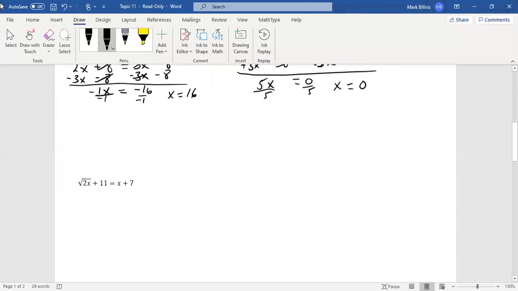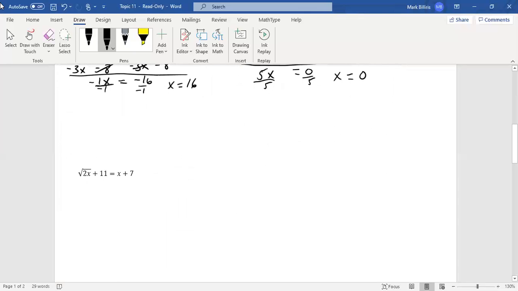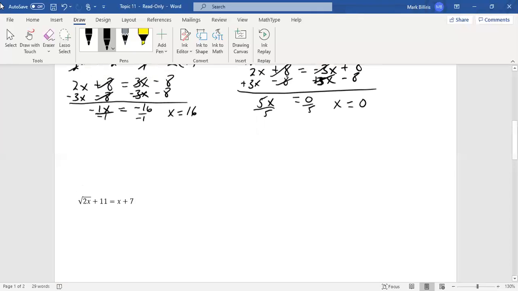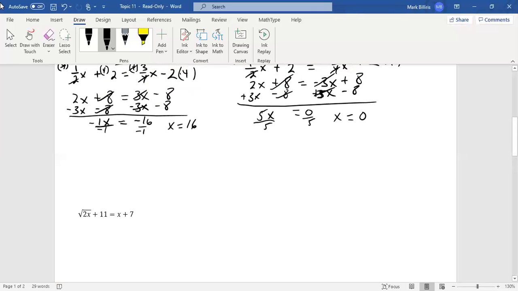Next, we're going to talk about solving radical equations. Anytime I'm solving a radical equation, here I have the square root of 2x plus 11 equals x plus 7, I want to isolate the radical. So I'm going to subtract 11 from both sides. This leaves me with the square root of 2x equals x minus 4.